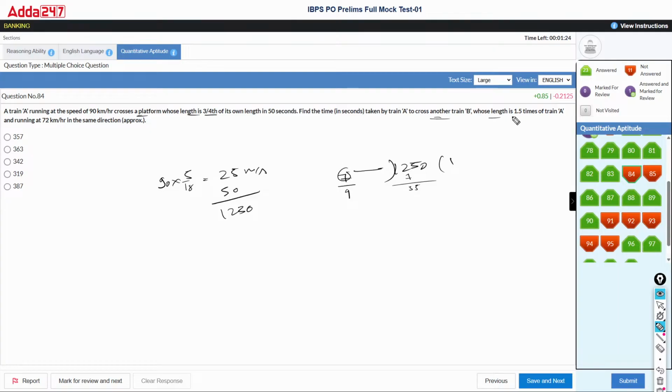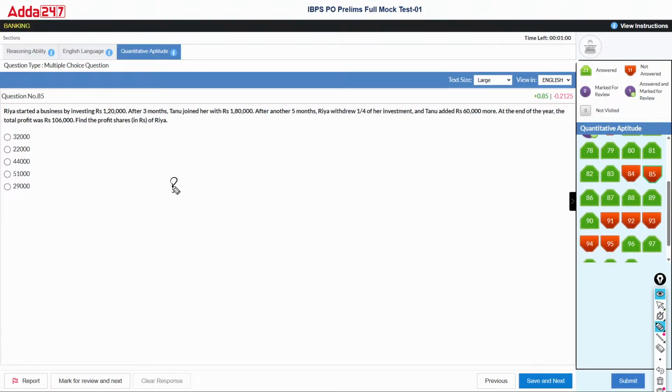You can say whose length is 1.2 times. Okay. 25 meter per second. 50 second it took, right? Spectrum's length. So no, not happening.